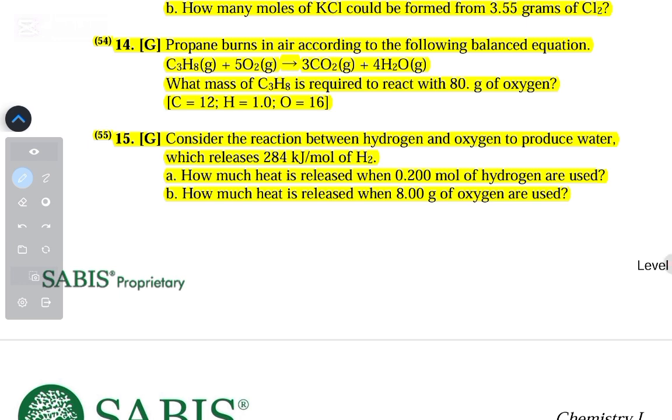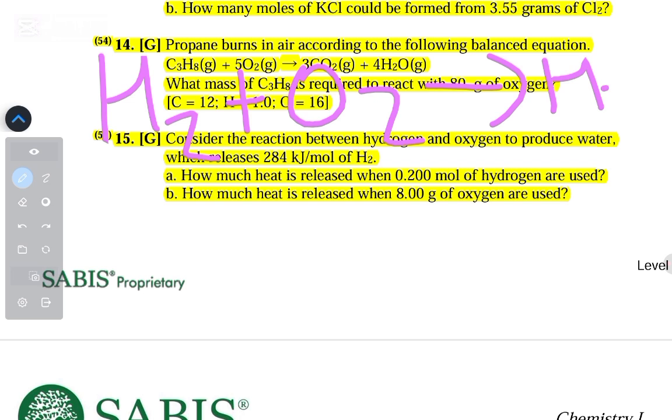Alright guys, for this question, consider the reaction between hydrogen and oxygen to produce water, which releases 284 kilojoule per mole of hydrogen. So first off, I'm going to write the equation. H2 plus O2 gives H2O, but O is 1 over here, O is 2 over here. You're going to do this 1 over 2 O2.